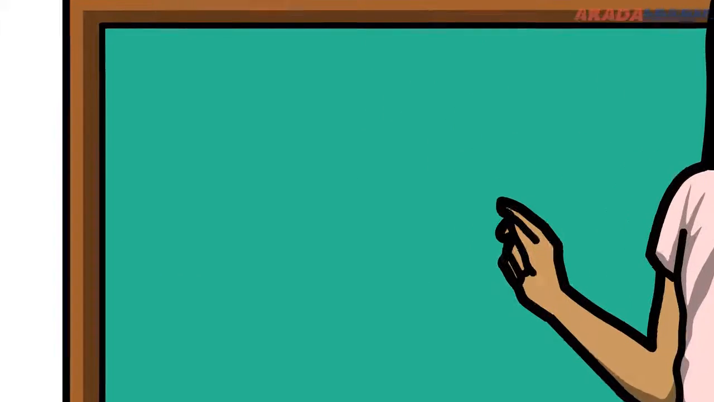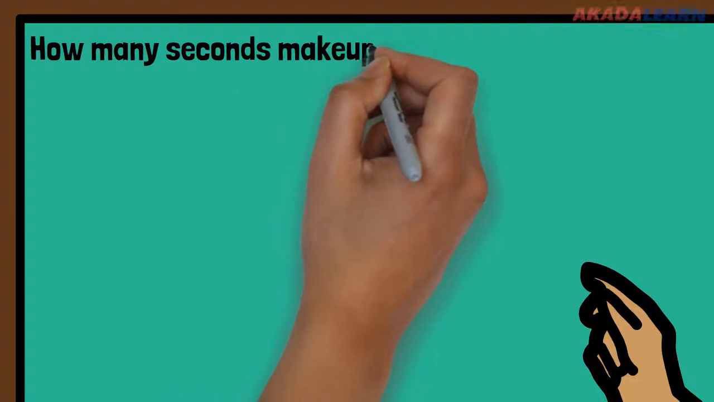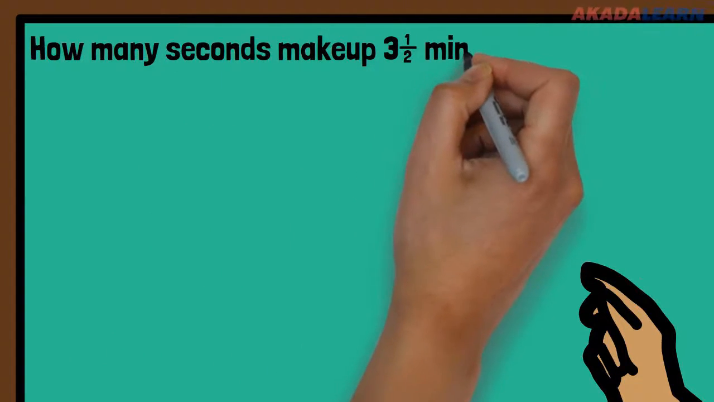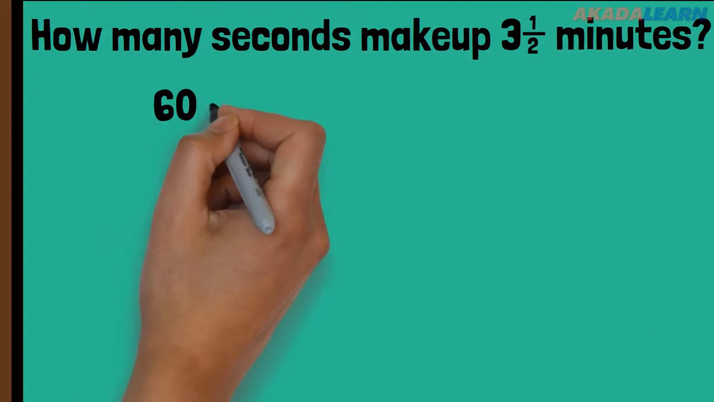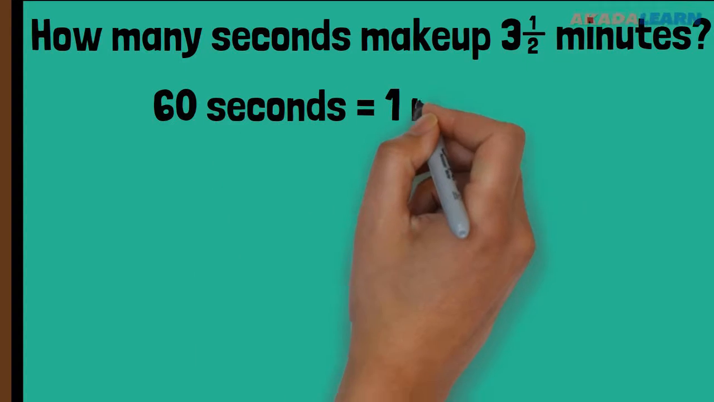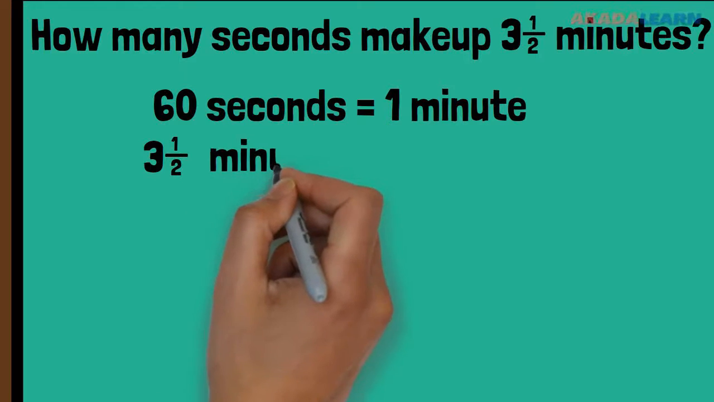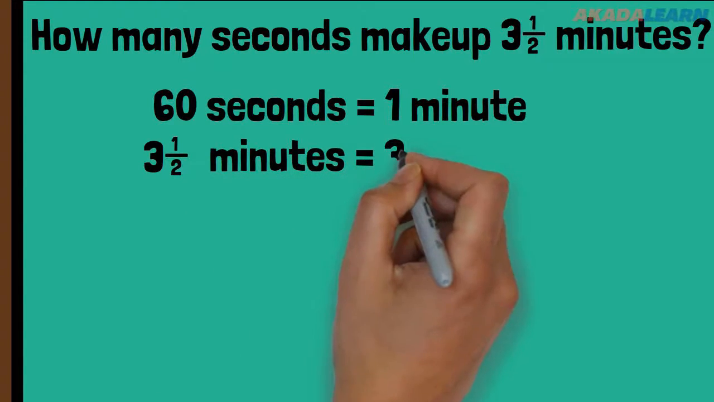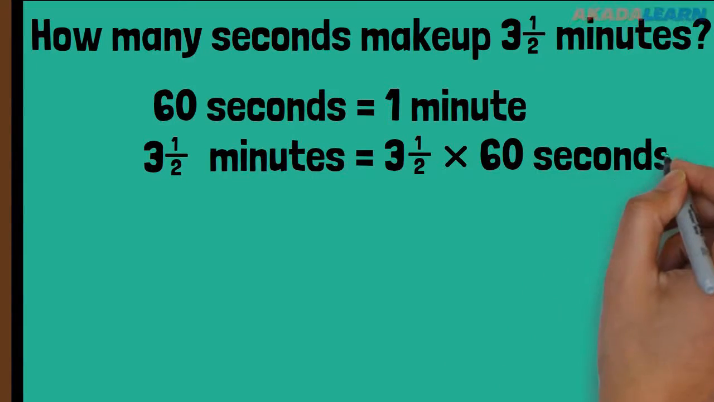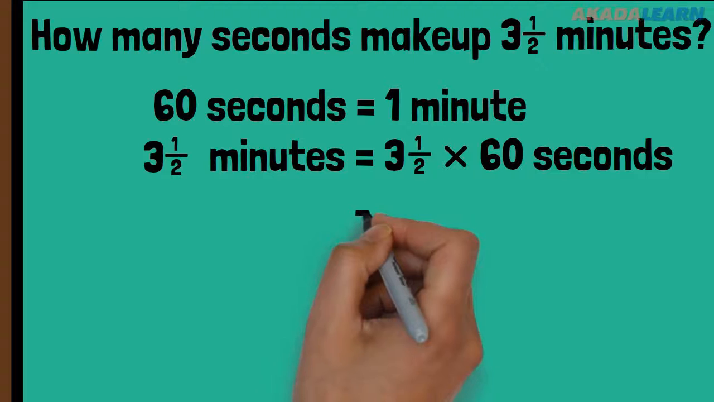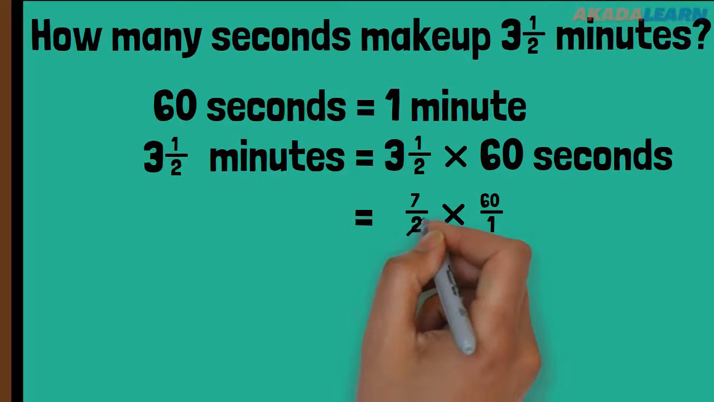Alright, let's look at our question. How many seconds make up 3.5 minutes? So let's begin. First of all, we say 60 seconds is equal to 1 minute. Therefore 3.5 minutes is equal to 3.5 times 60 seconds. So we change 3.5 into an improper fraction. That'll be 7/2 times 60 over 1.